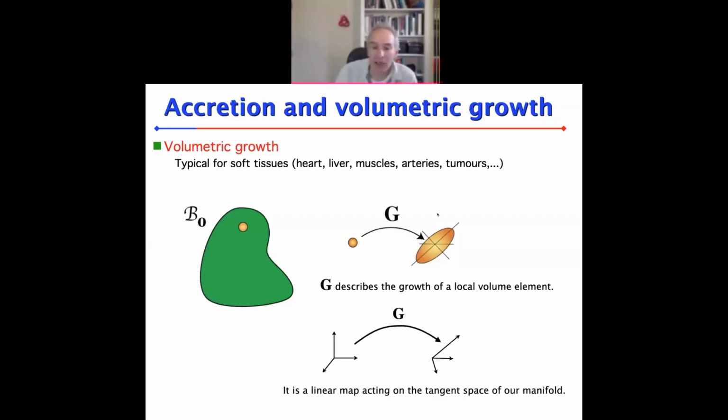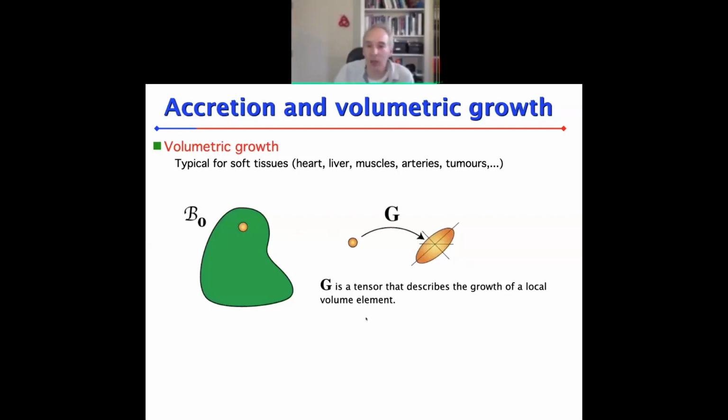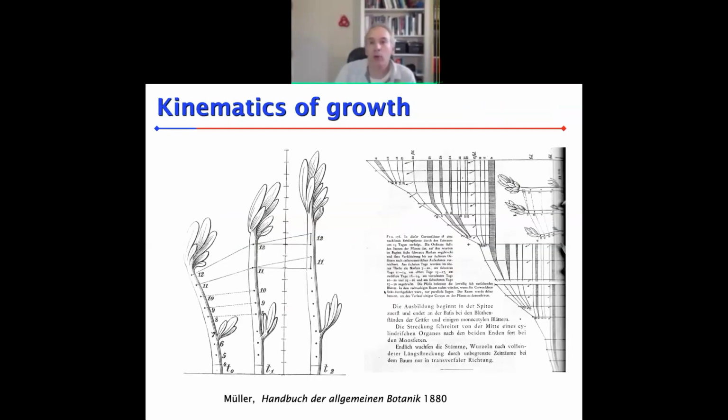It's actually a linear map acting on the tangent space of the manifold, not that we care. You can think of it as a tensor. It's a better way to think of it. It's just a tensor that locally transforms a sphere into an ellipsoid. Now, the first point, before we talk about the mechanisms that induce growth and how it's coupled to other fields, is just a description of growth. That's why I call it the kinematics of growth.